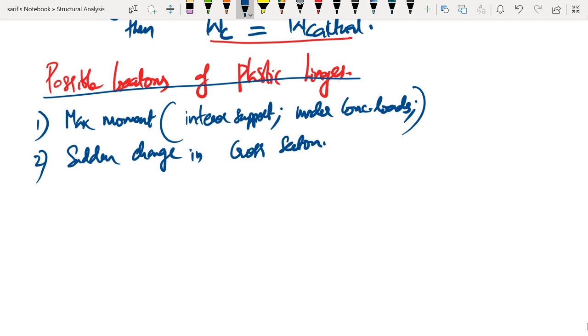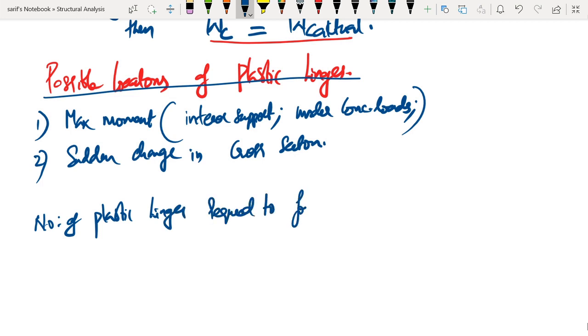Now another thing is, we want to know what is the number of plastic hinges that are required to form a mechanism. So next one is the number of plastic hinges required to form a mechanism. So we can represent this as NP, and this is nothing but the degree of static indeterminacy plus 1. So the number of plastic hinges that are required to form a mechanism is the degree of static indeterminacy plus 1.